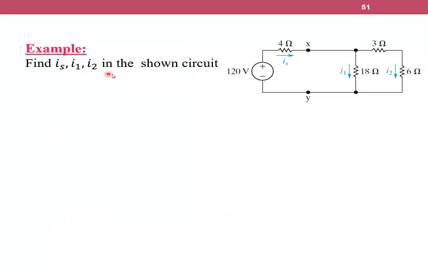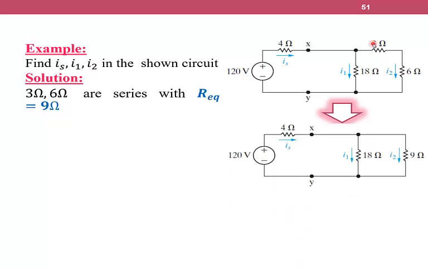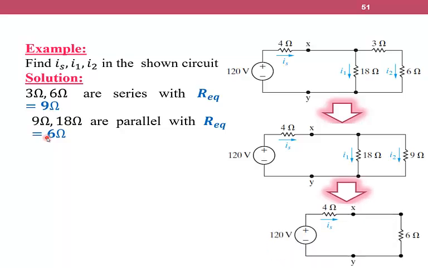Example: find IS, I1 and I2 in the shown circuit. We are going to reduce the circuit. First, we have 3 ohm and 6 ohm connected in series, and their R equivalent equals 6 plus 3 equals 9. So the circuit becomes as follows. After that, we have here 18 and 9 connected in parallel. So 1 over R equivalent equals 1 over 9 plus 1 over 18. So R equivalent becomes 6, and the circuit becomes as follows.